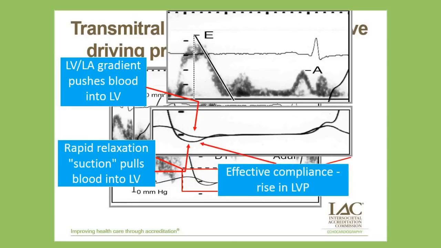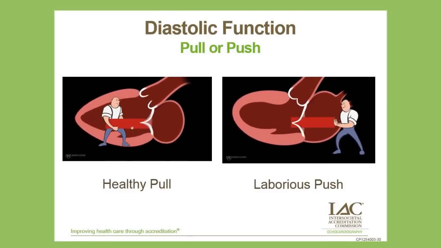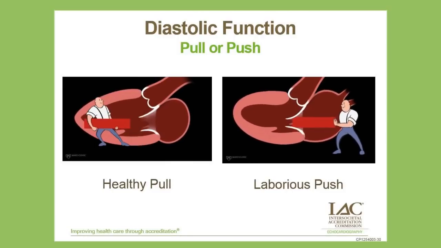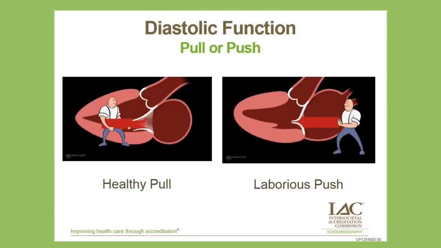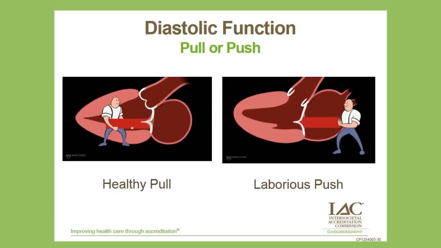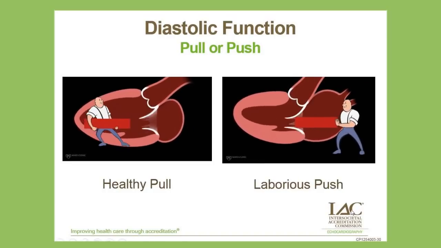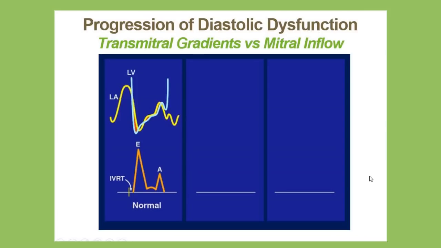Also, there's rapid relaxation, and so there is a suction effect that pulls blood into the left ventricle. That's during early diastole. Then you do have a small rise in the left ventricular pressure, and that's when you have a very compliant ventricle. Atrial contraction is the later part of diastole, and we have a small gradient there, and that is the A wave on the mitral inflow. Now, when we talk about diastolic function, there's two ways to look at it, and this is simplifying it a lot. We have a healthy pull here, where the ventricle is able to just pull that blood in, or there's a very laborious push, and this is what we're dealing with when we get into diastolic dysfunction.